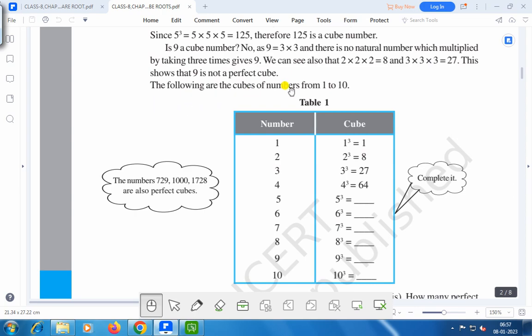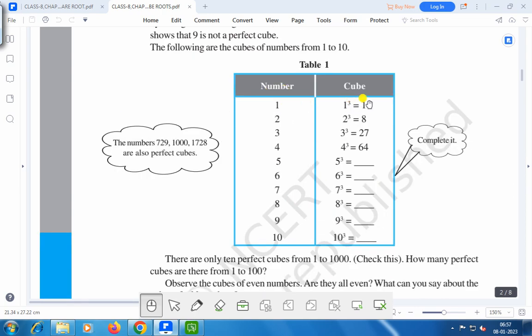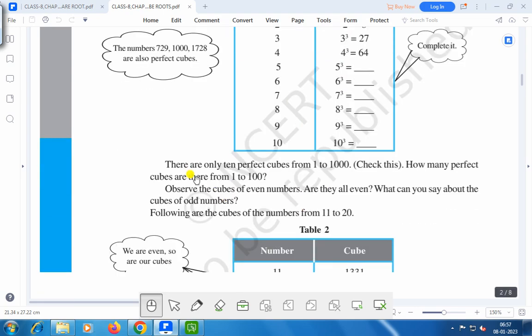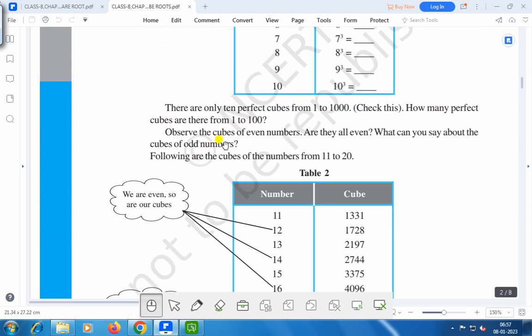The following are the cubes of the numbers 1 to 10. 1 cube, 1, 2 cube, 8, 3 cube, 27, 4 cube, 64, 5 cube, 6 cube, 7 cube, 8 cube, 9 cube, 10 cube. Right? There are only 10 perfect cubes from 1 to 1000. Check this. How many perfect cubes are there from 1 to 100? Observe the cubes of even numbers. Are they all even? What can you say about the cubes of odd numbers?